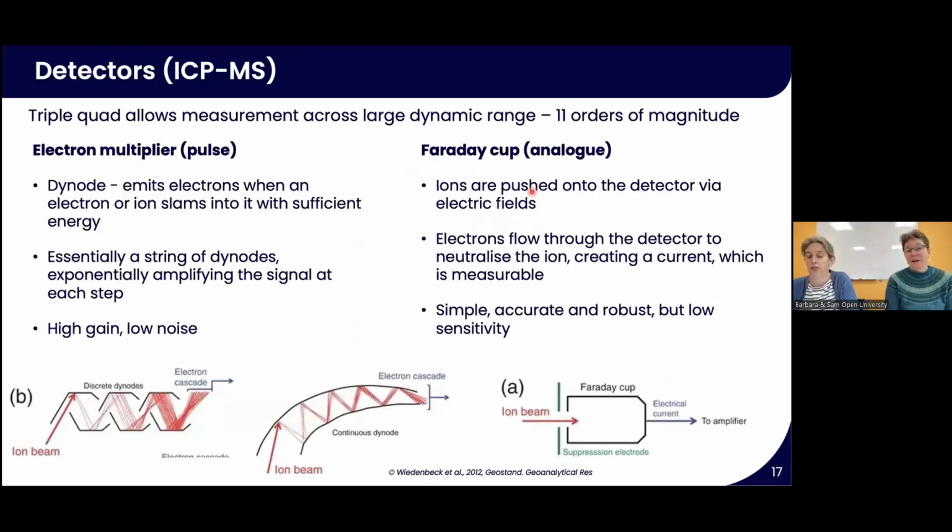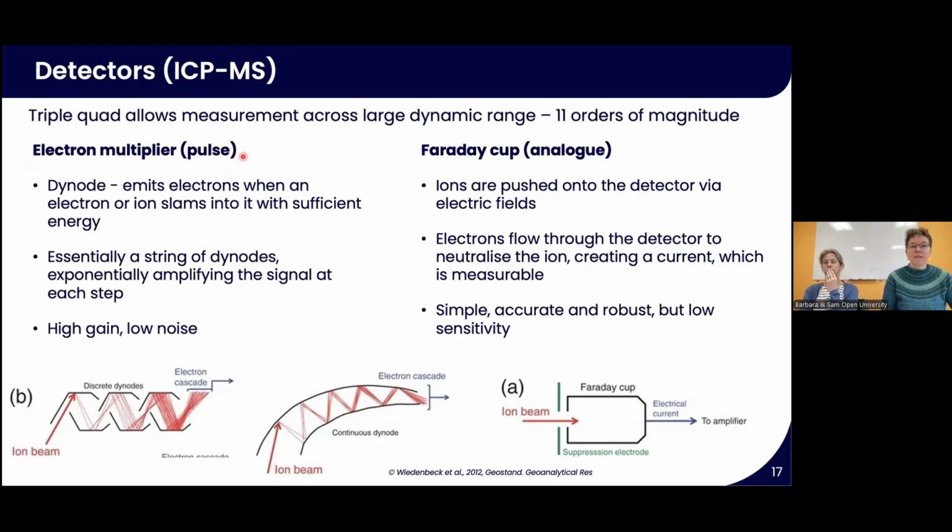So onto the last part of the instrument, the detector, and we mentioned this already a couple of times. We also mentioned that quadrupole instruments generally have only one detector, but actually they have one detector that contains two pods. And it's only one detector because they don't operate at the same time, but depending on the concentration that we're analyzing. So the first one is the electron multiplier or the pulse detector, which is there to analyze low signals.